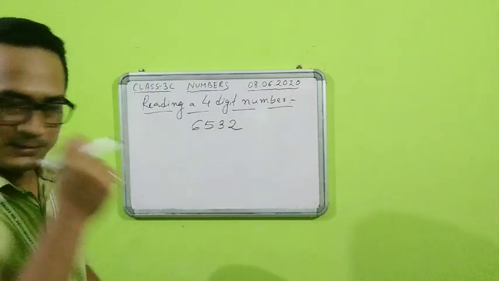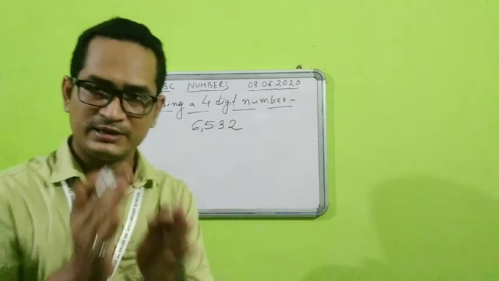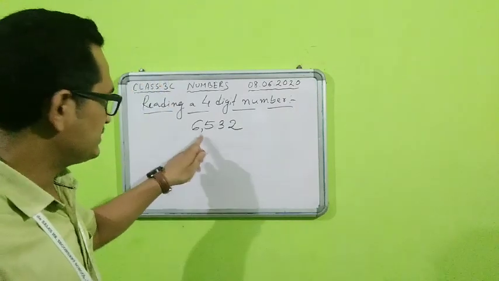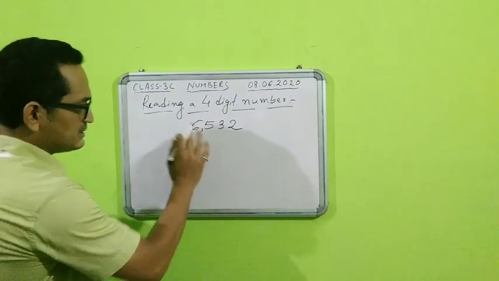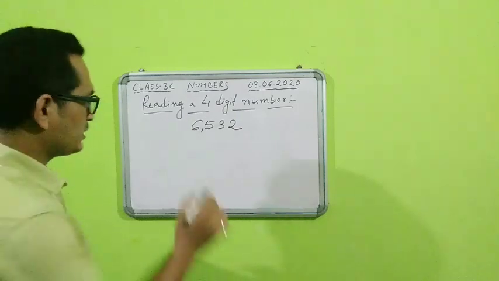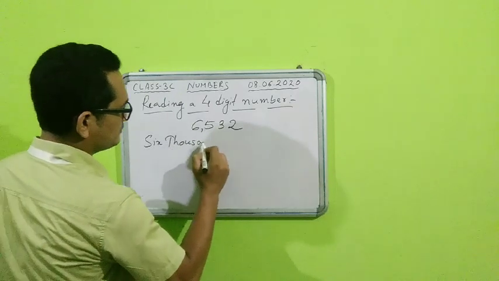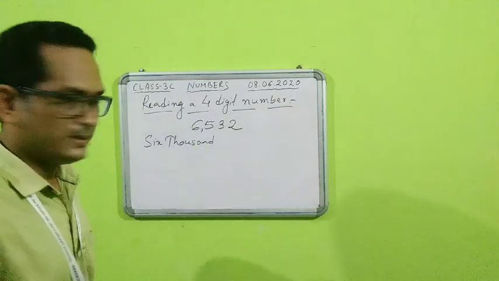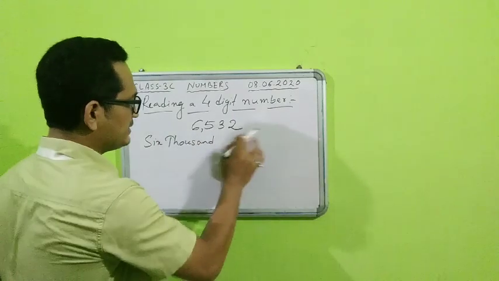So how I am going to read it? First of all, you separate the house because they are neighbors, so there should be a boundary, and that boundary is the comma, that is called period also. So this 6 is in the thousands house. So what I will name it first, it will write it as 6000. Fine. And then this house name together, that is 532.